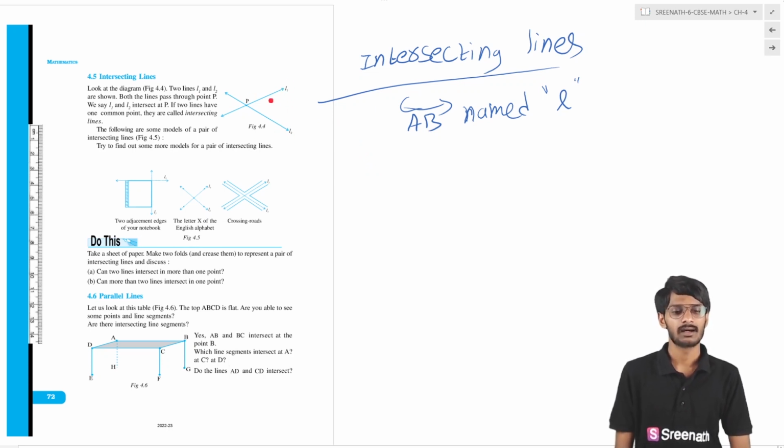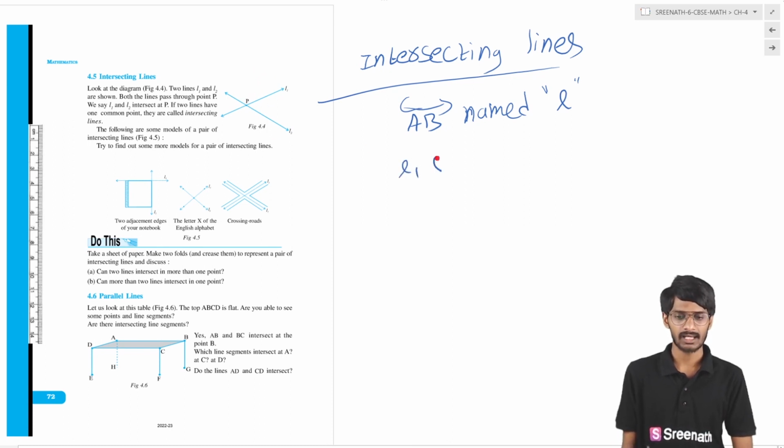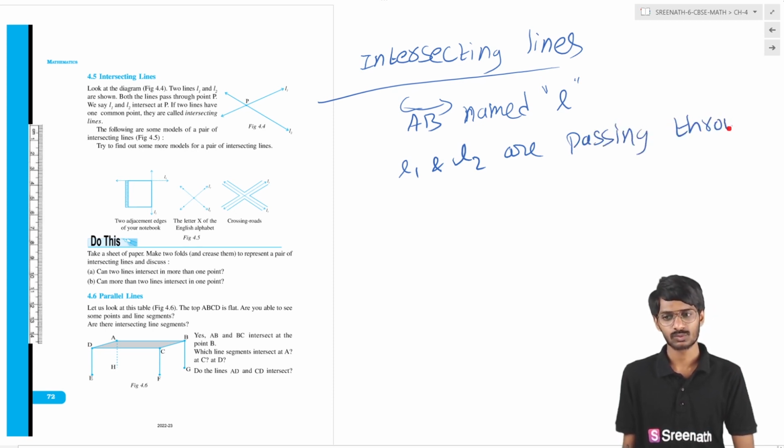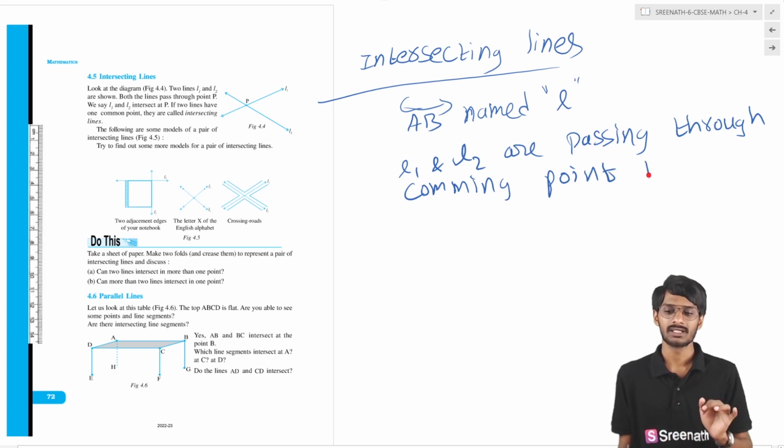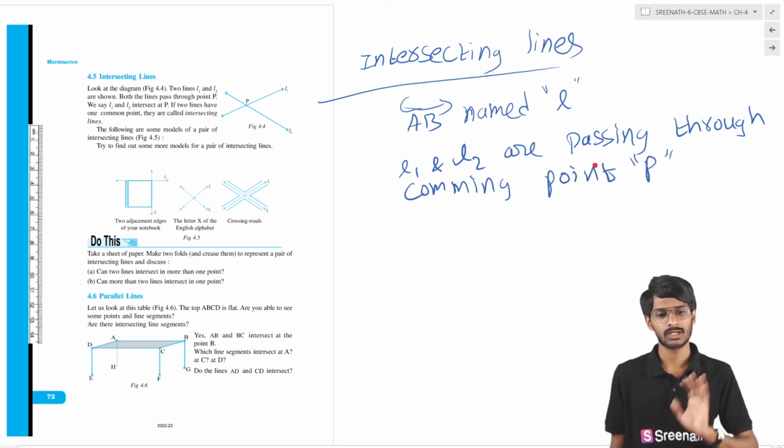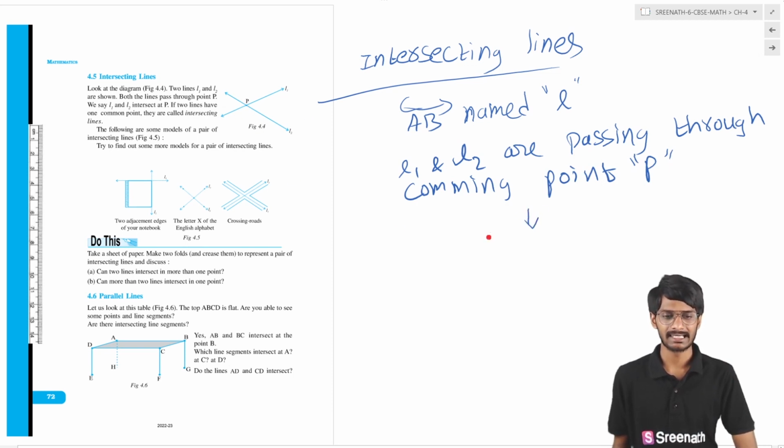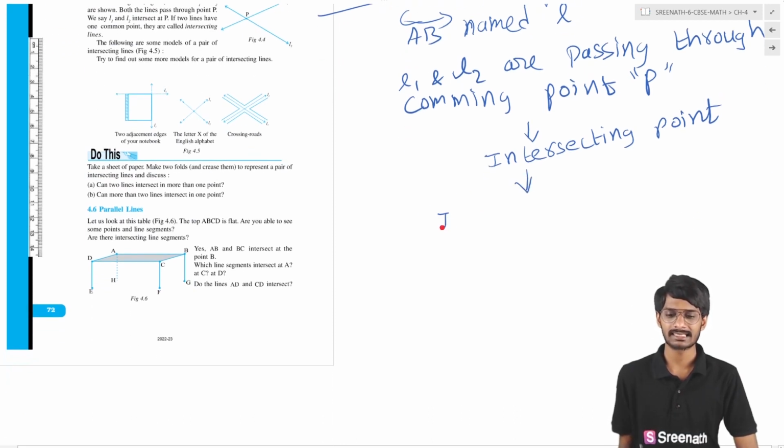So both these lines have a common point. Both these lines pass through a common point P. So we say that both the lines intersect at that common point P. So what is that common point? That common point is point P, students. We call that common point the intersecting point, and we call those lines the intersecting lines. What are those, students? Intersecting lines.